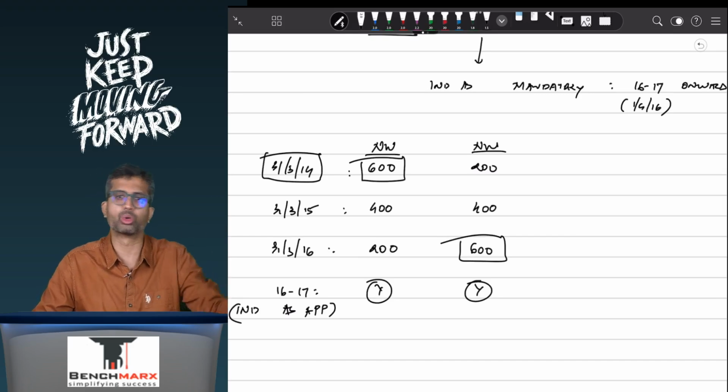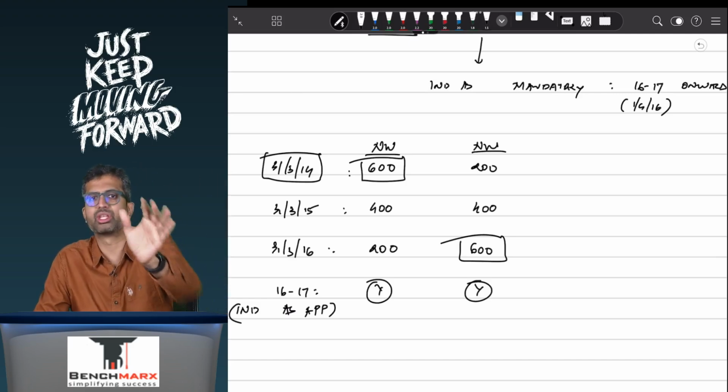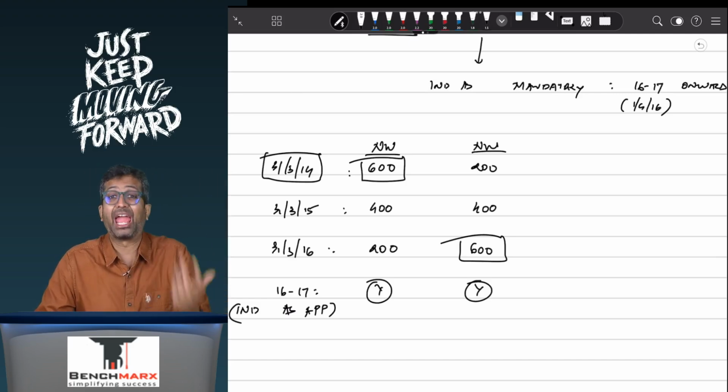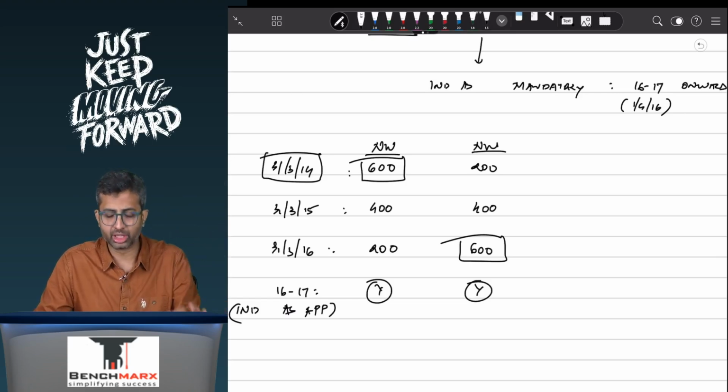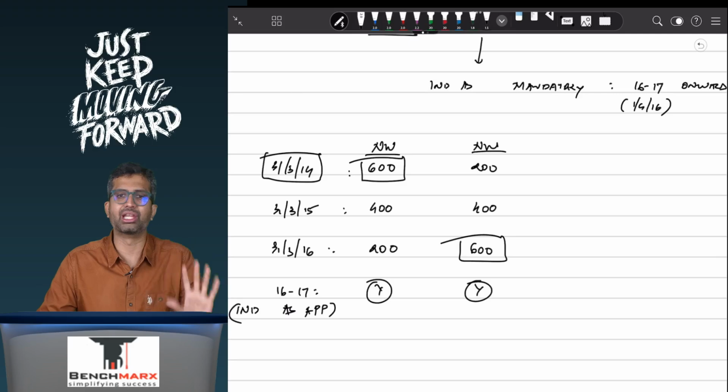So, sir, what do I have to look? I have to look at the net worth on 31st March 14 or the net worth as per the last audited balance sheet date. If any of them cross 500 crores, then from the year 16-17, Ind AS becomes applicable.